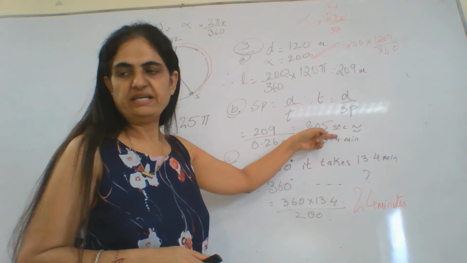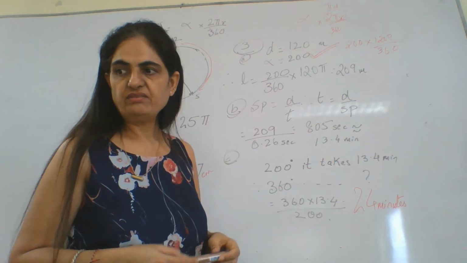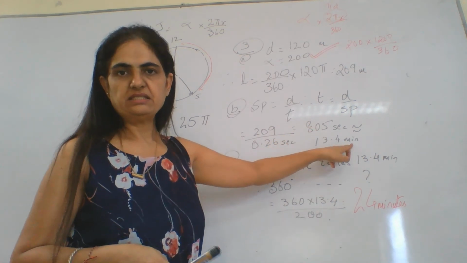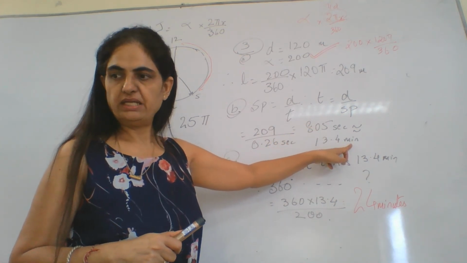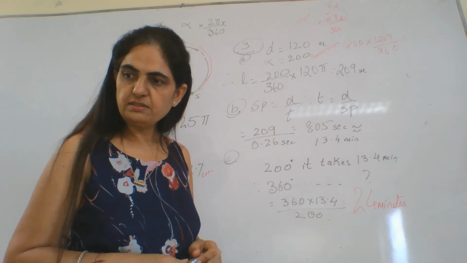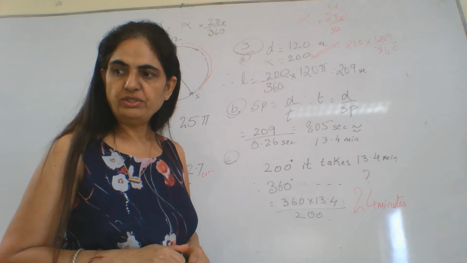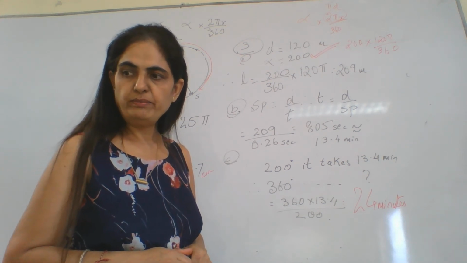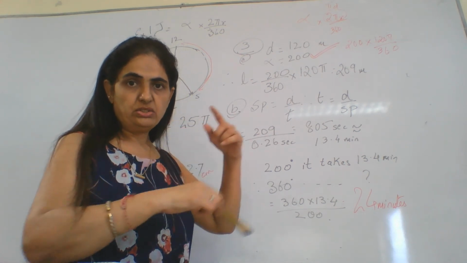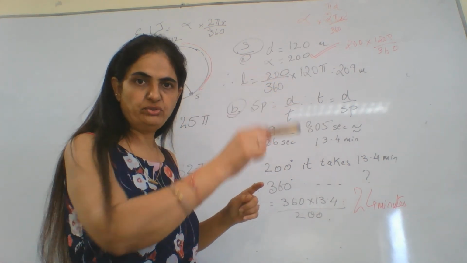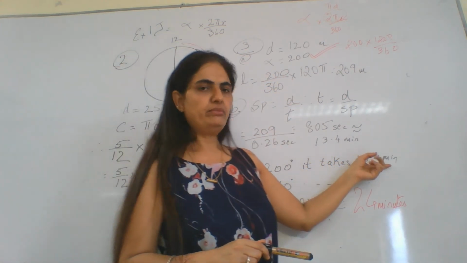Now 805 seconds, the question is to give the time in minutes. So I convert 805 into minutes, which gives me 13.4 minutes. And the third question asked is find the time, to the nearest whole minute, that it would take for a passenger capsule to make a full revolution. So I have found out that for an angle of 200 degrees, it takes 13.4 minutes.